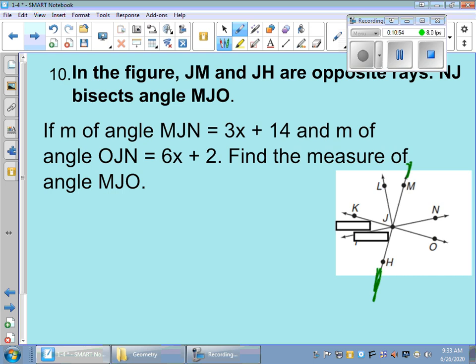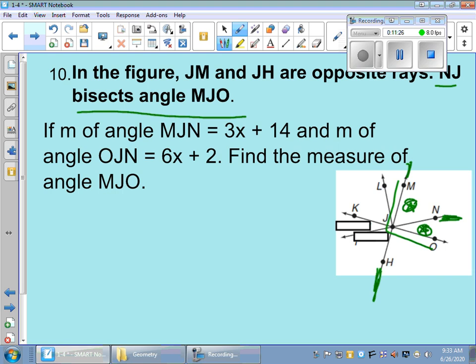It says right here, NJ bisects angle MJO. Now I know that a lot of you are saying, well, these two aren't equal. Well, that's the best picture I could work with, so I just tried to make a problem that's reasonable. In this example, we're going to assume these two are equal. Why? Because NJ bisects that angle. Just by that definition, we know that this angle equals this angle right here.